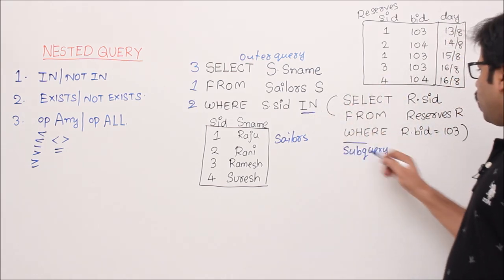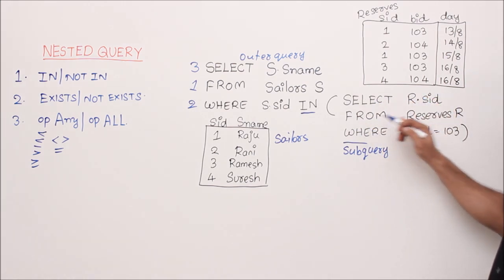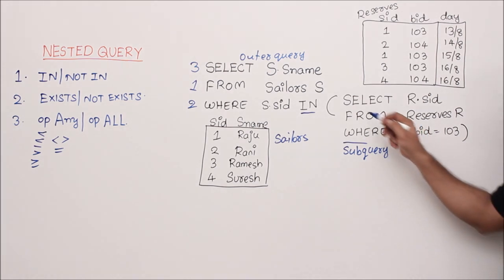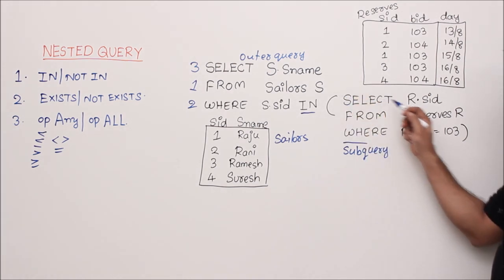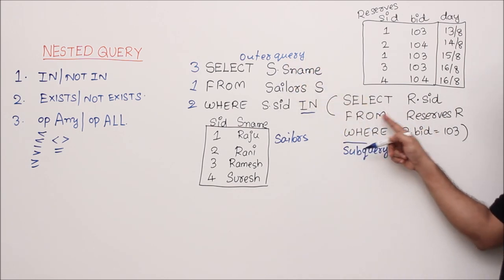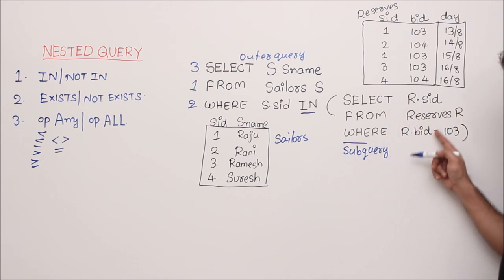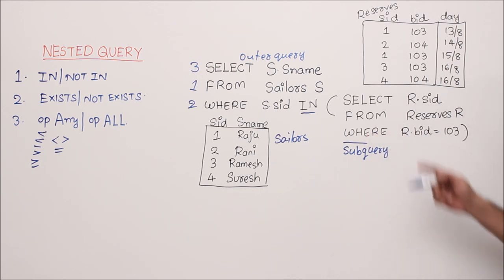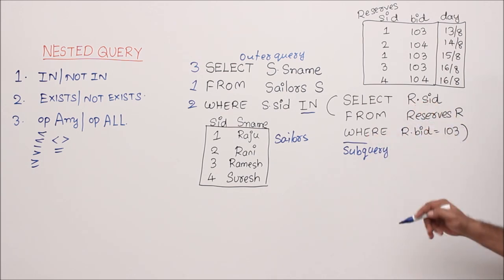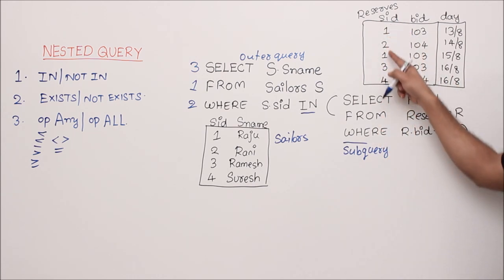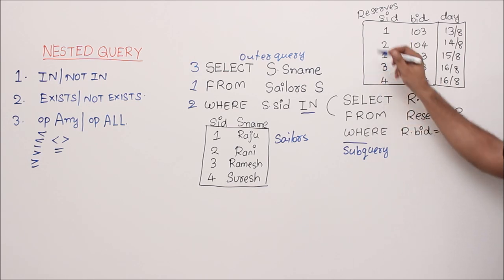Look at the subquery: select r.sid from reserves R where r.bid equal to 103. This is an independent query, so it does not depend on the outer query's variables. We have one table called R in the FROM clause, and we use only that R to write conditions, and later we print r.sid. Let me execute this query on this table, selecting r.sid from reserves one by one.